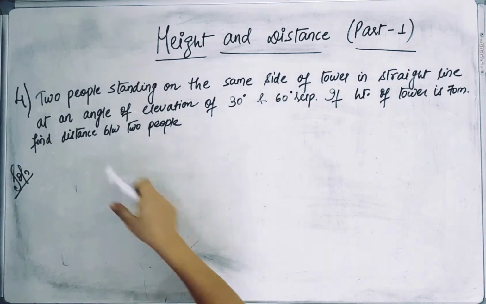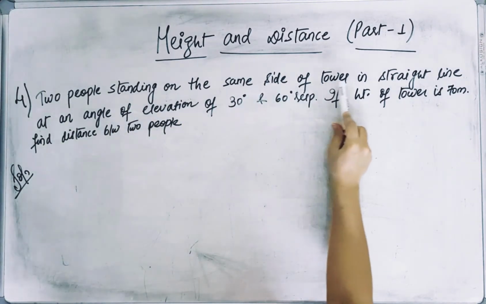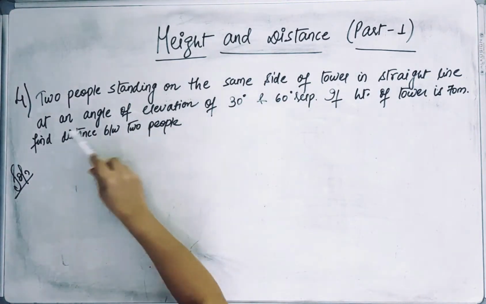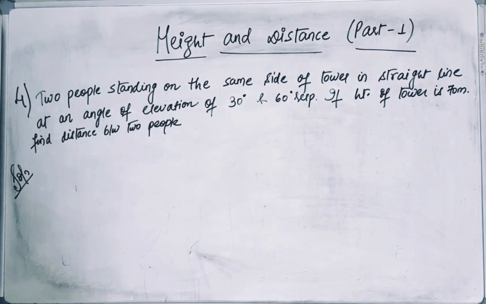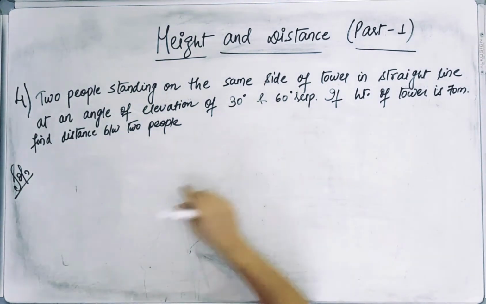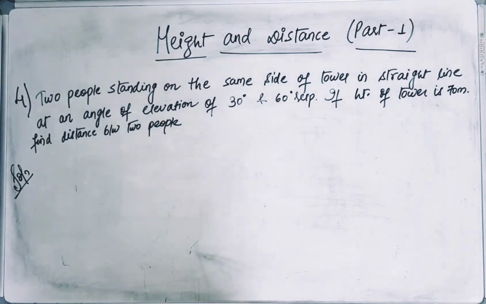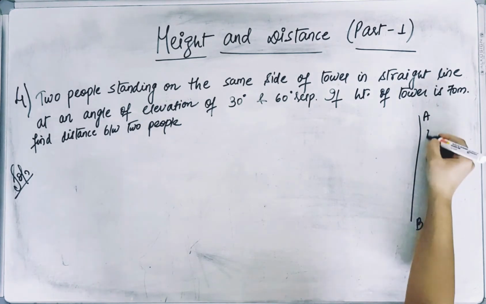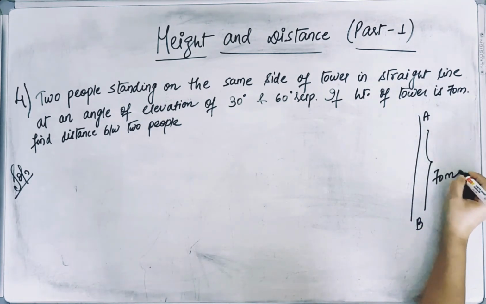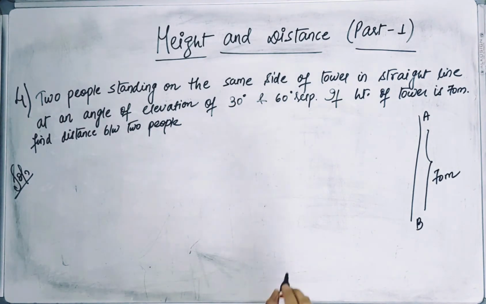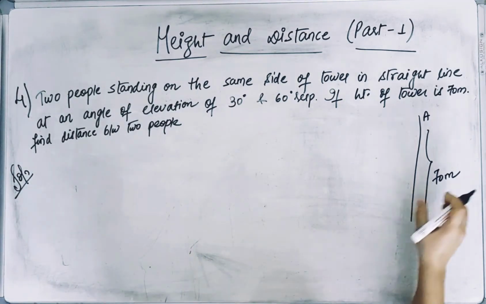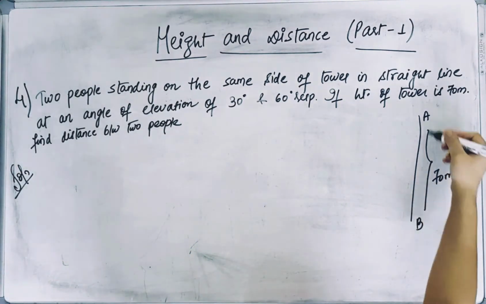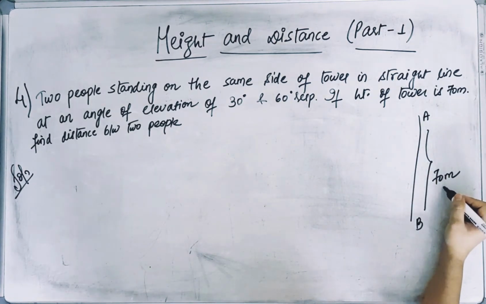So now the question is, two people standing on the same side of tower in straight line at an angle of elevation of 30 degree and 60 degree respectively. If height of tower is 70 meter, find distance between two people. Now see, I'll consider this AB to be a tower. So I'll consider its height is given 70 meter. You all have to write this thing. This theory portion I'm not writing it over here. I'll be just solving the question, but you have to write this theory portion over here. This AB be the height of the tower, and this is 70 meter.